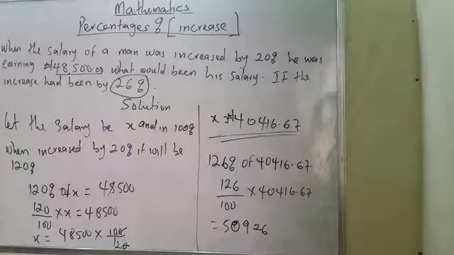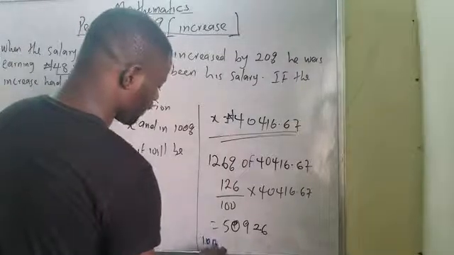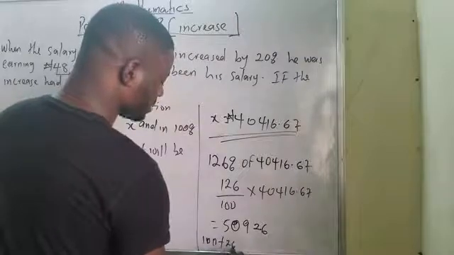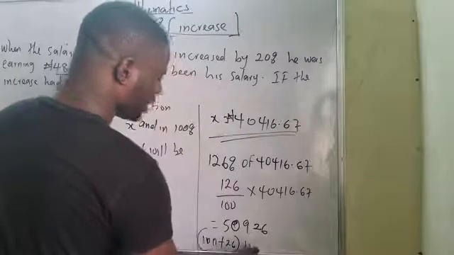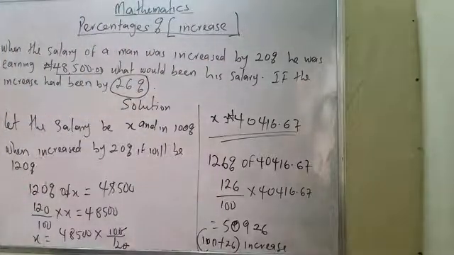That is the increase. Don't forget that 100 plus 26 will generate the increase. Don't forget that, which is what I did here also. That is what we are looking for. That is your answer. Now let me try to give one more or two more examples before I go to discount.